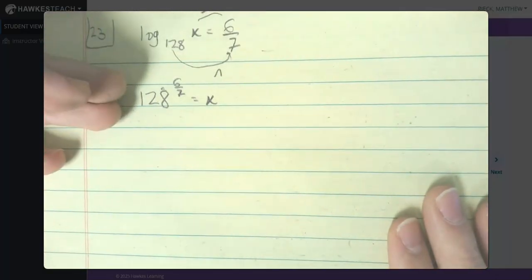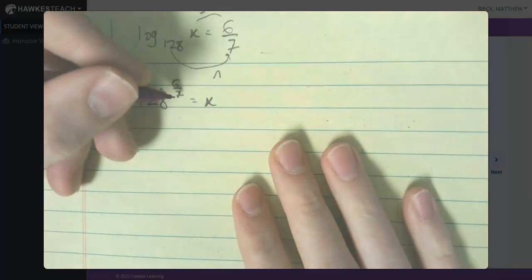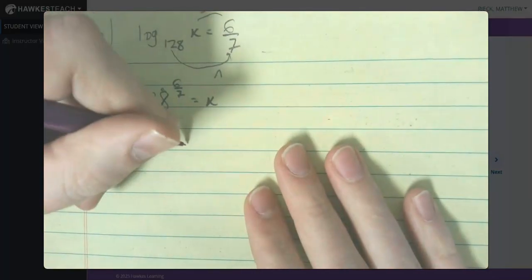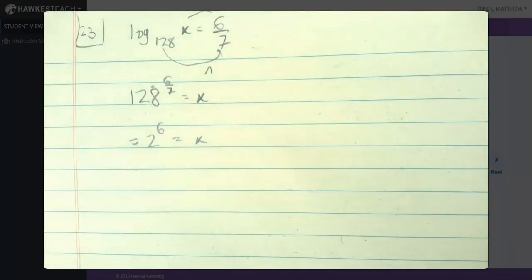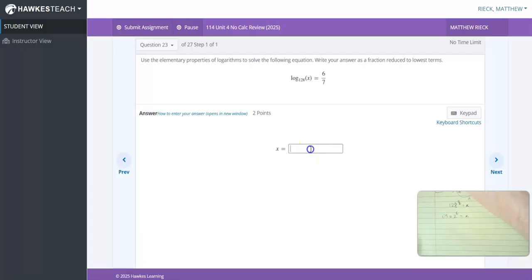Most of these are going to be small numbers, so you're looking at your 2s or 3s. In this case, 2 to the 7th does equal 128, so the 7th root of 128 is going to be 2, so we have 2 to the 6th equals x, which, 2 to the 6th, so we have 2, 4, 8, 16, 32, so then we have 64. So you have x is going to equal 64.